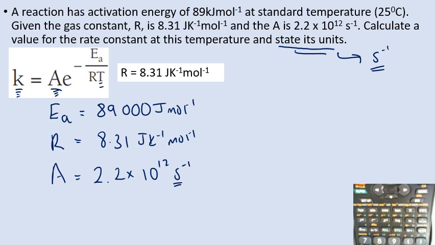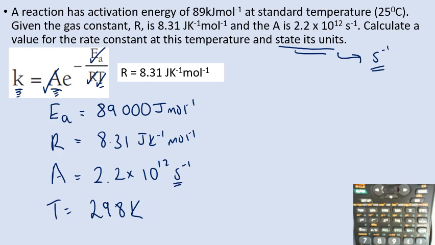And what else do we know? Temperature of 25 degrees C, and we want it in kelvins. So to go from degrees C to kelvins, we add 273. So our temperature is 298 kelvins. So we've now listed the knowns, which is EA, T, R, and A. We now know everything we need to calculate the rate constant K.